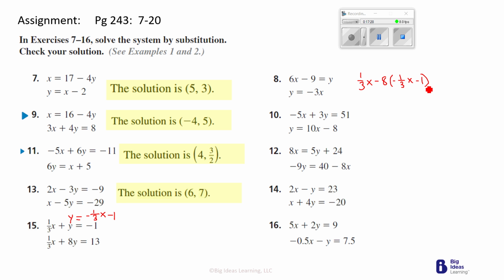Okay, and let's see what the rest of this is. We added y. Let's see. Yep, 1/3 x. This was plus 8, not minus 8. Sorry. Actually, yeah, plus 8. And that has to equal 13.